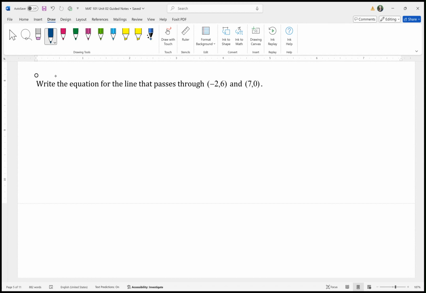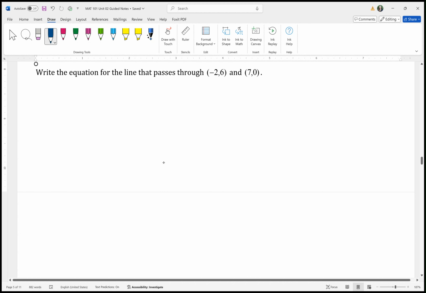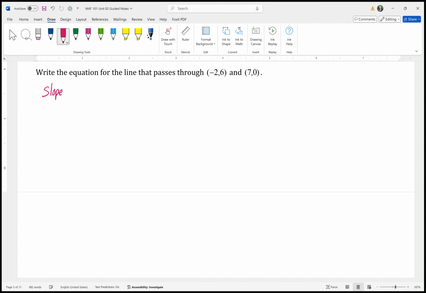So this requires us to have actually two formulas here. The first one that we need is we need to find the slope. And so the slope formula is m equals y2 minus y1 over x2 minus x1. Okay, now once we find this slope, this will allow us to go back and use that point slope that we know how to do, and we can use either one of these points when we get to that point.